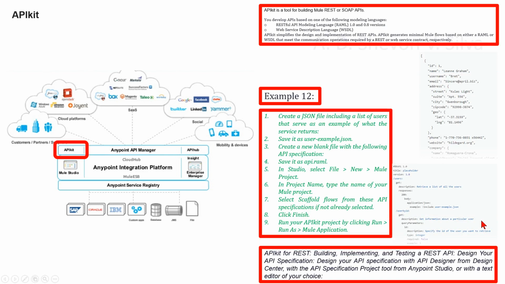Now we are considering designing a new API specification in building, implementing and testing the REST API in APIkit for REST. Design the API specification with API Designer from Design Center, with the API specification project tool from Anypoint Studio, or with the text editor of your choice.